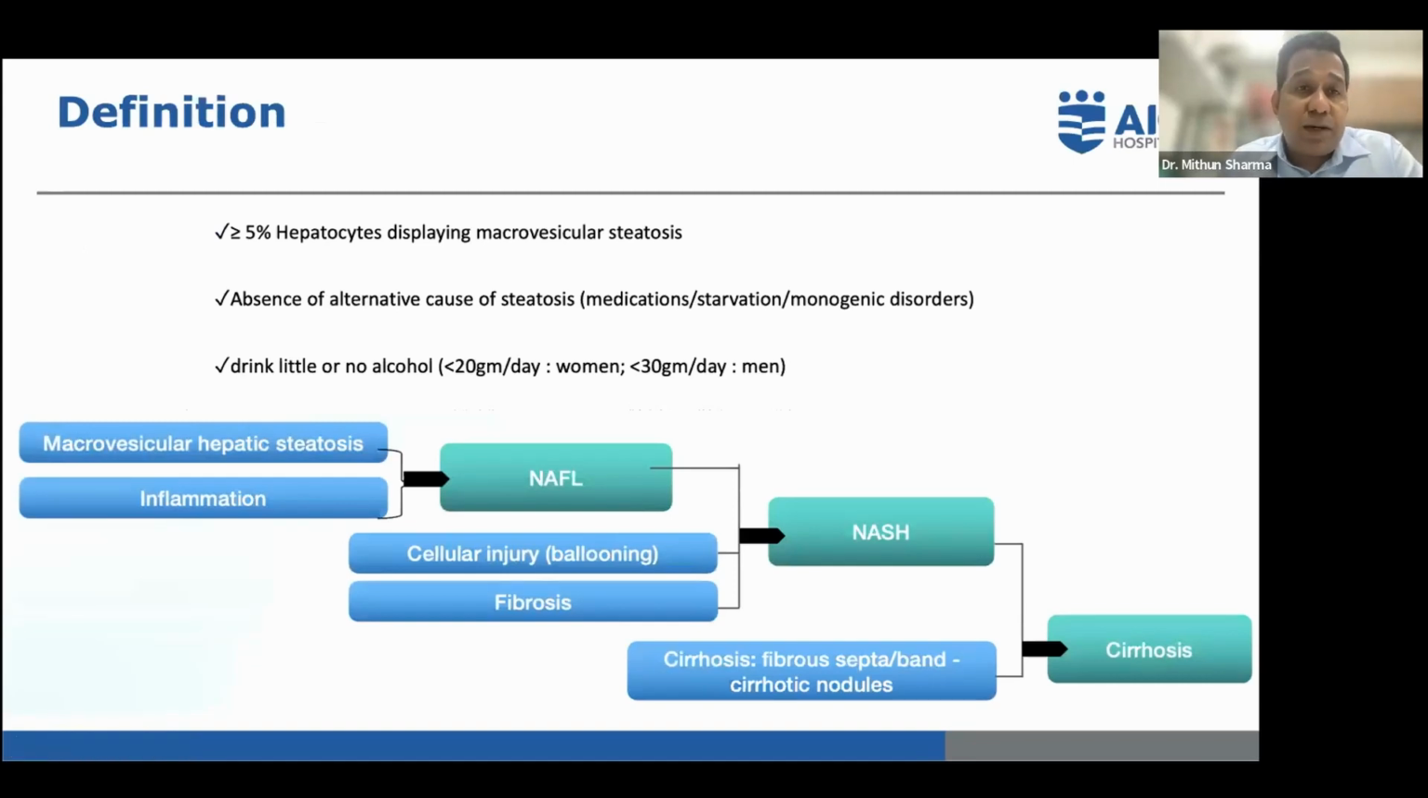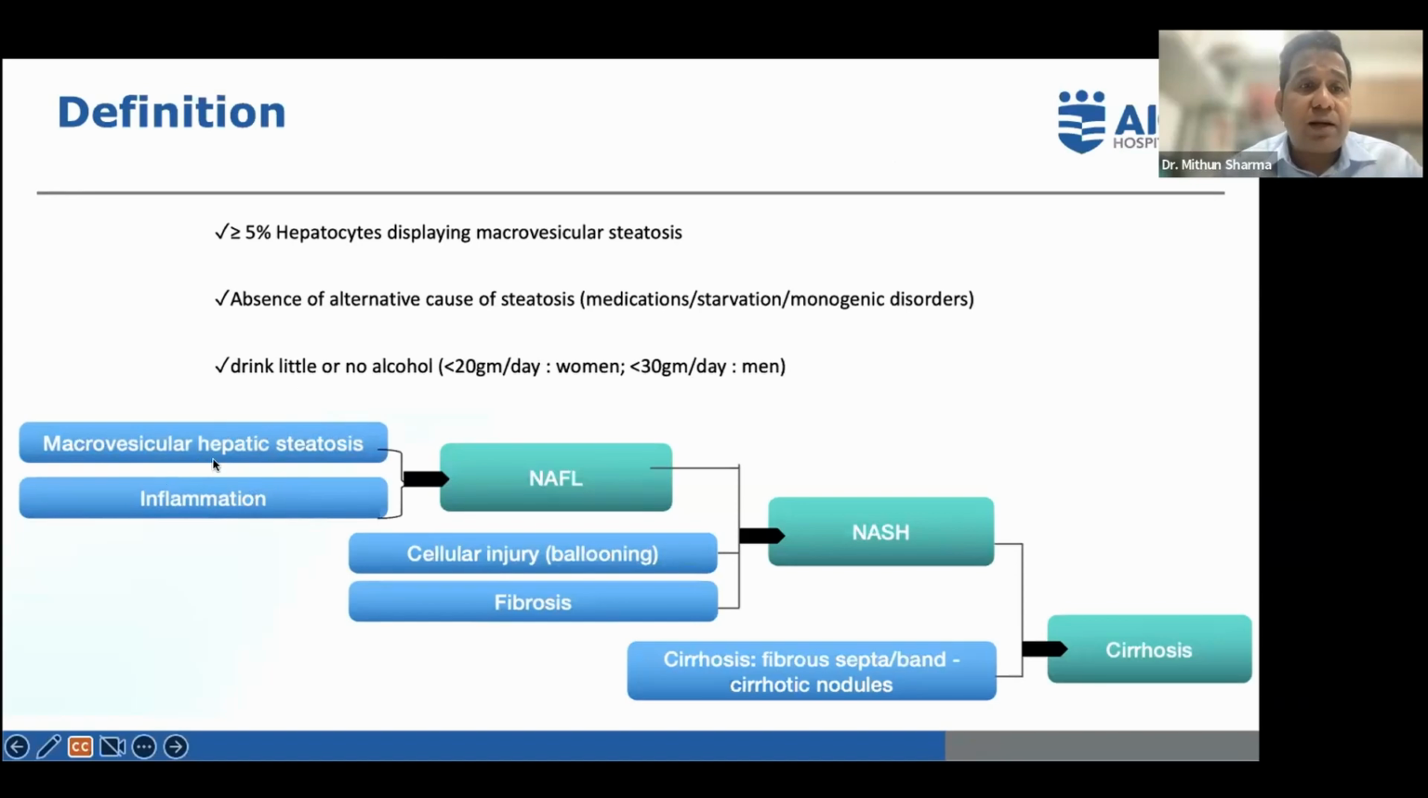A normal liver is expected to have less than 5% fat in the hepatocytes. If it is more than 5%, it is theoretically called non-alcoholic fatty liver, if the person takes less alcohol, that is, less than 20 grams per day for females and less than 30 grams per day for males. However, we are hardly able to detect such little fat, because ultrasound, the modality commonly used to detect a fatty liver, can detect it only when the liver has more than 33% fat.